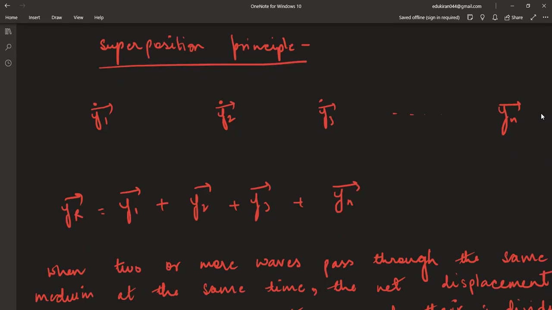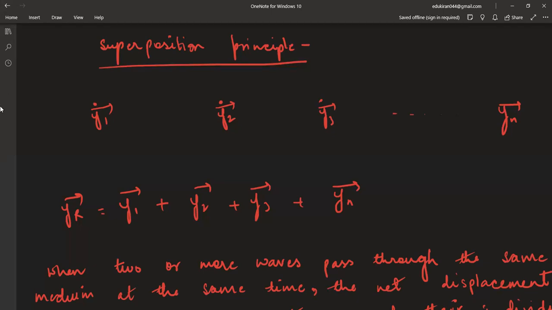Here the displacement of the wave is given. There, at that time, you'll have electric field and electric force. So the principle remains the same. The principle basically says that whenever more than a single quantity is present, how will you get the resultant? Here we are specifically talking about the displacement of the wave. So let's talk about the displacement only.